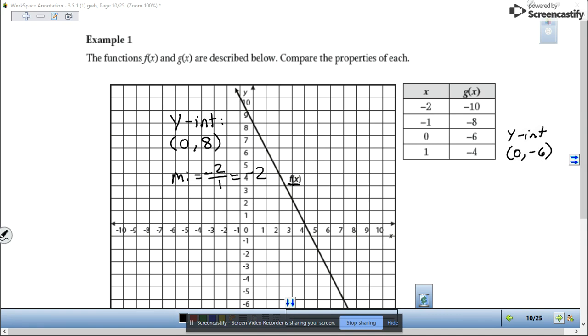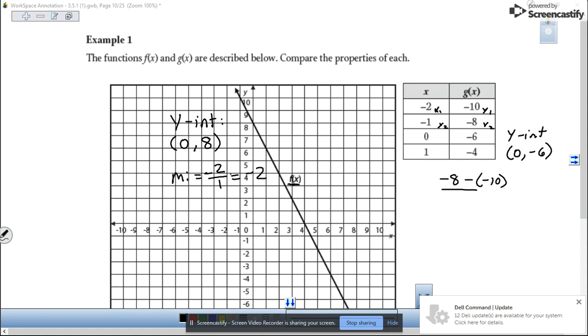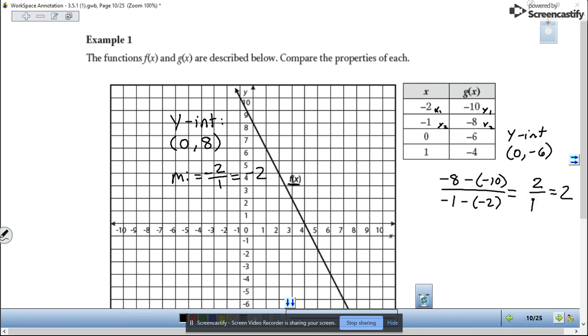So I can do x1, y1, x2, y2. So -8 minus -10 over -1 minus -2. Okay, y2 minus y1 over x2 minus x1. So that would be +2 over +1, which is 2. So this one is actually increasing. This one's going uphill, while this one, the graph, is decreasing. So g of x is increasing, f of x is decreasing.